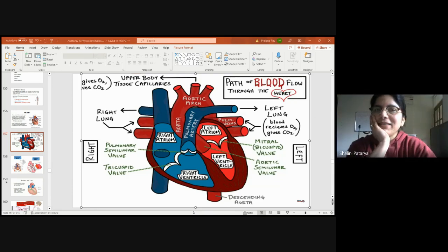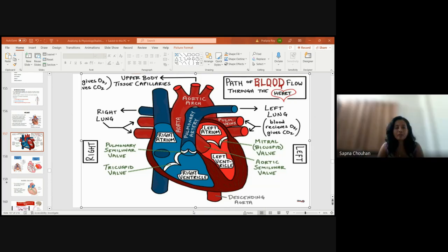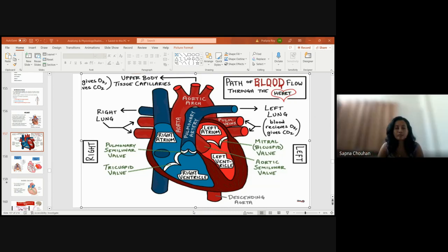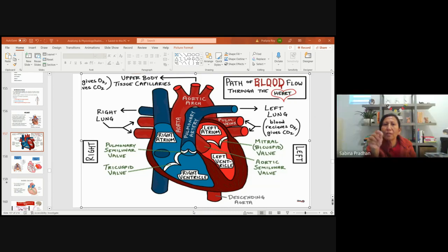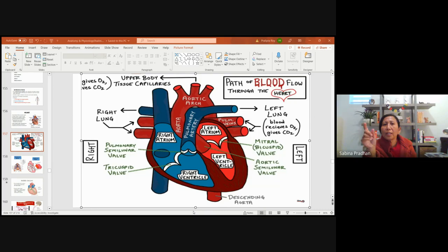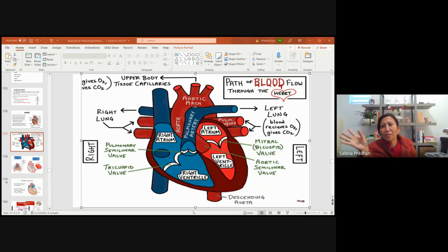Once the blood is oxygenated in the lungs, through the pulmonary veins it'll come to the left atrium. Once it's filled, with the pressure the bicuspid valve will open and it will go down to the left ventricle. And then from the left ventricle, through the aorta, it'll go towards the body.